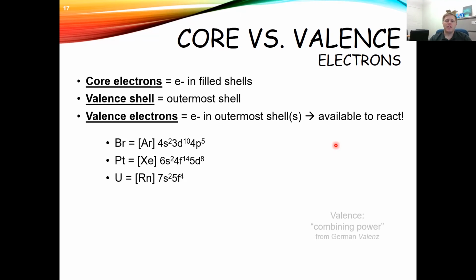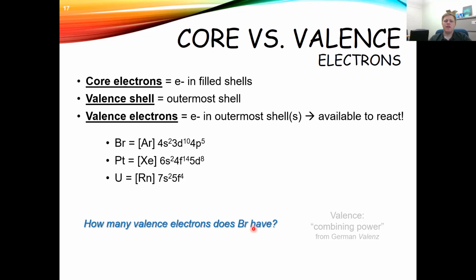And so the word valence actually comes from a German word meaning combining power. The reason we call it combining power electrons or valence electrons is because these are the electrons that do all the work in binding one atom to another. It's what causes molecules to be formed. And so we call it combining power because they combine together.